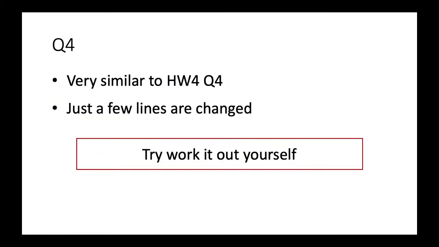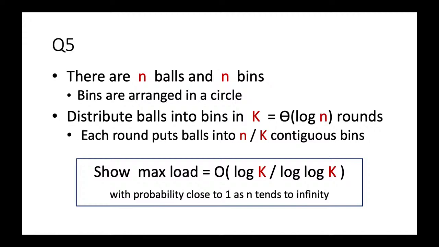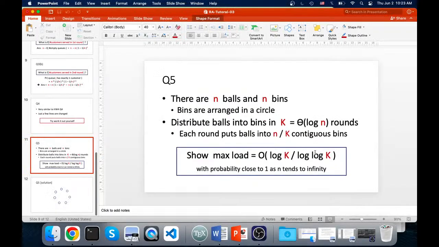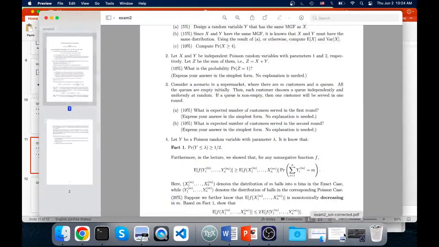Now for question 4, the question here is very similar to homework 4 question 4. You can go back and check. There are just a few lines to modify, and then you can get a new result using the new fact of Poisson random variables. So you can work it out by yourself. Now I want to spend some time on question 5. Actually, question 5 is the guided question. So let me see. This is exam 2, right?